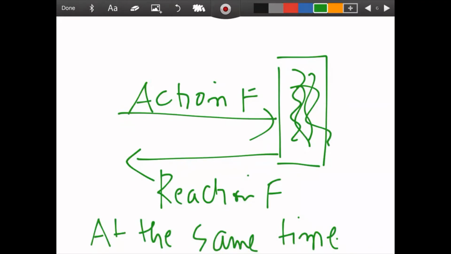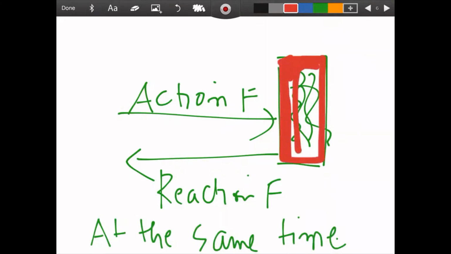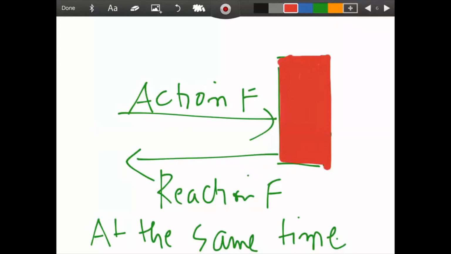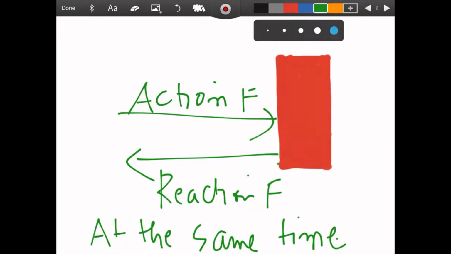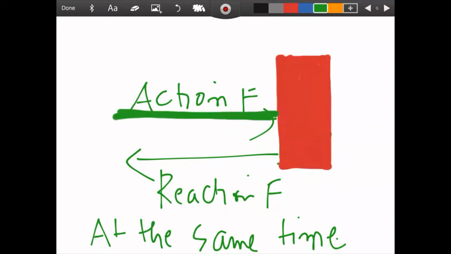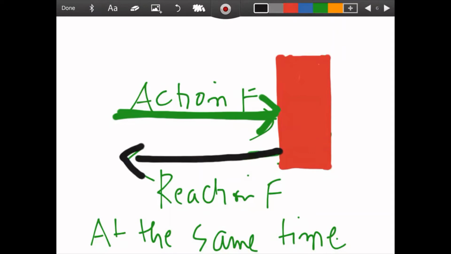So action force is acting on an object. If you have an object, I'm showing it in red color, and on this object, now we will use a color scheme to understand it in a better way. So we have an object which is red colored here, and I'm using the green color for the action force. So this is the action force, which is acting on the object. Because of this action force, one reaction force is produced by the object. So now, the action force will be produced from some object.